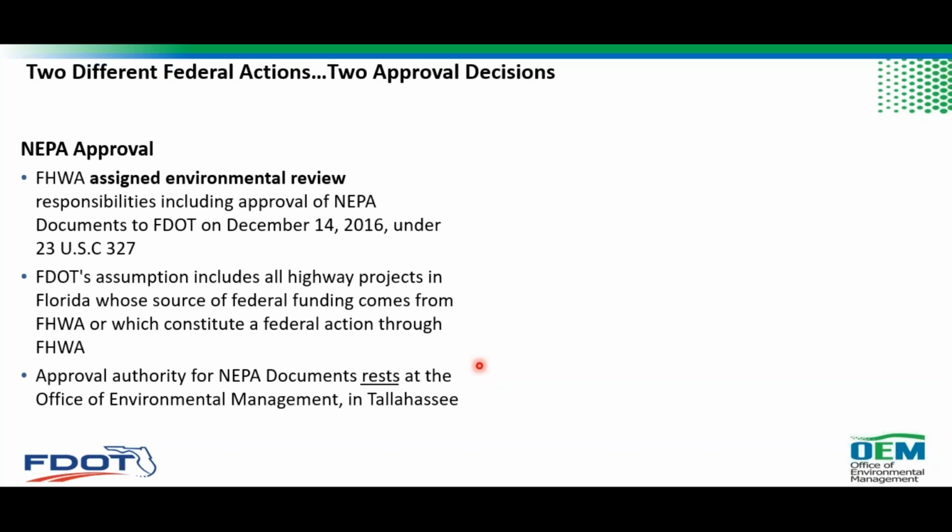So what does that mean? From that date, December 14, 2016, all the decisions related to NEPA rest within the Office of Environmental Management. Our director is the one who signs all NEPA documents for highway projects. So FDOT has since assumed all highway projects in Florida whose source of funding comes from FHWA or which constitute federal action through FHWA. Interstate projects, they are federal action. Regardless of federal funding or state funding, if a project involves an interstate highway, it is a federal action. So we've assumed responsibilities of approving all these projects under the NEPA review process.